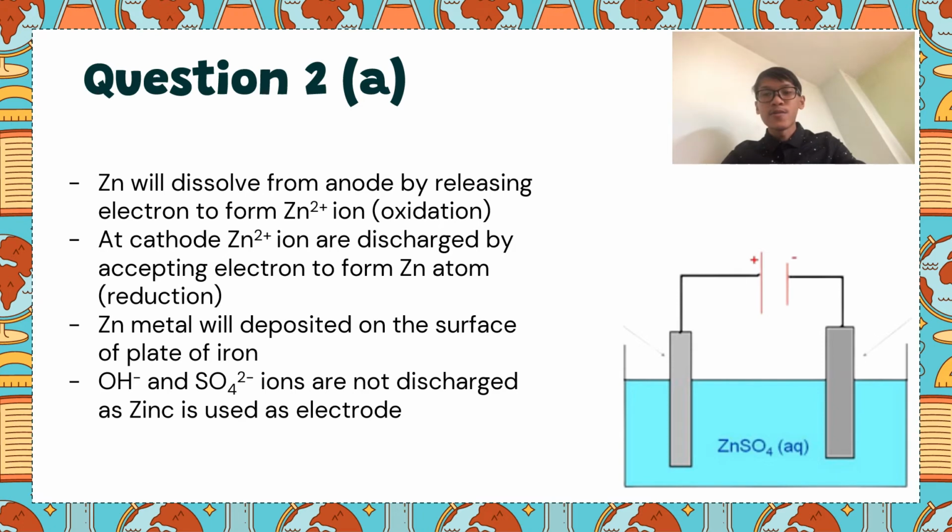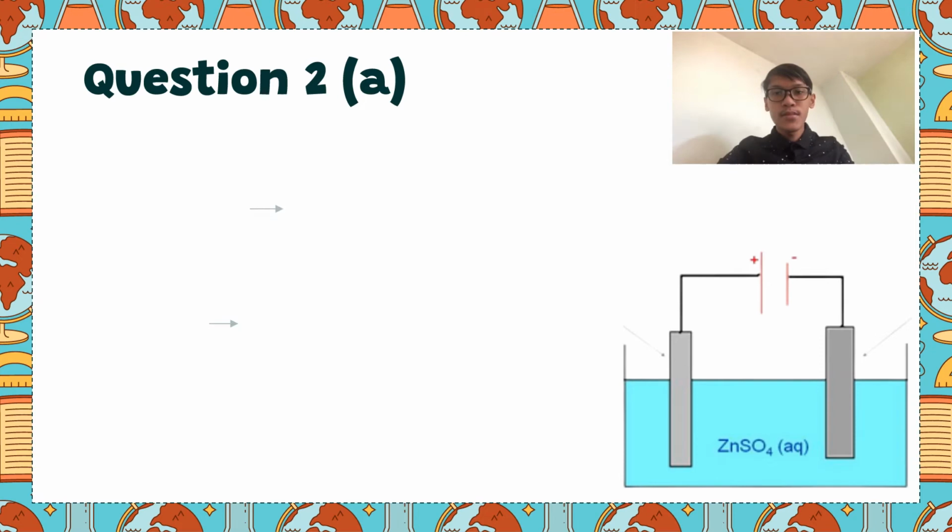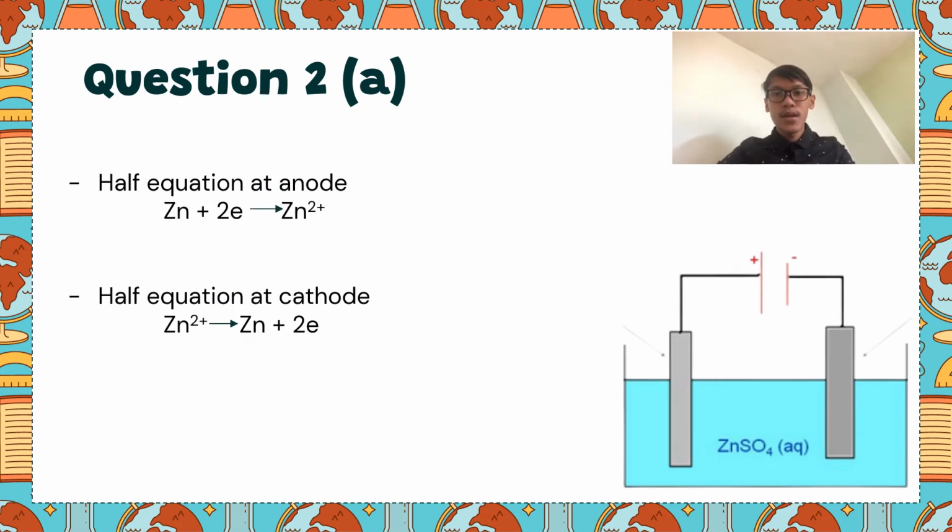Some may ask why OH- and SO4 2- will not discharge at the anode. This is because zinc is used as the electrode for this experiment. These are the half equations which happen during this experiment: at the anode, Zn will lose 2 electrons to form Zn2+, while at the cathode, Zn2+ plus 2 electrons will form a zinc atom.